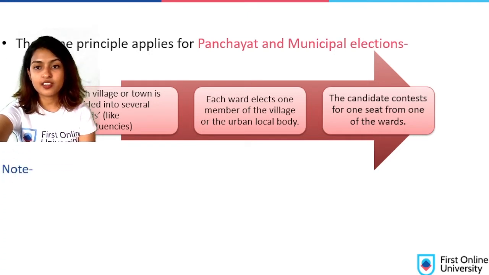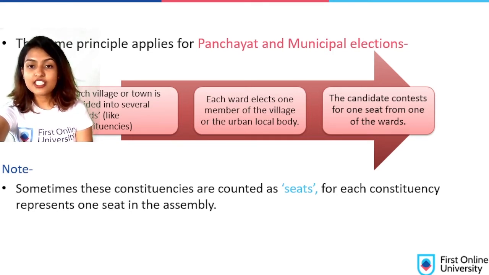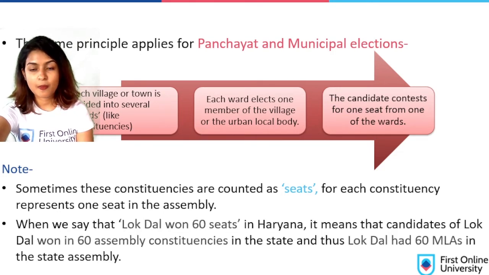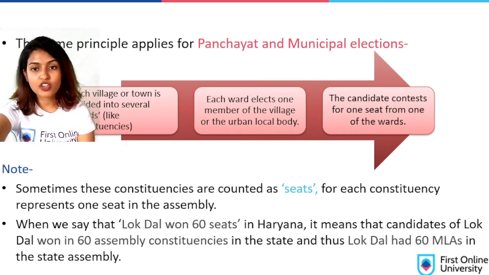Let's take note of something here. Sometimes these constituencies are counted as seats, for each constituency represents one seat in the assembly. So let's take an example of that. When we say a party called Lokdal won 60 seats in Haryana, it means that candidates of Lokdal won in 60 assembly constituencies in the state as a whole, and thus Lokdal had 60 MLAs forming the state assembly.